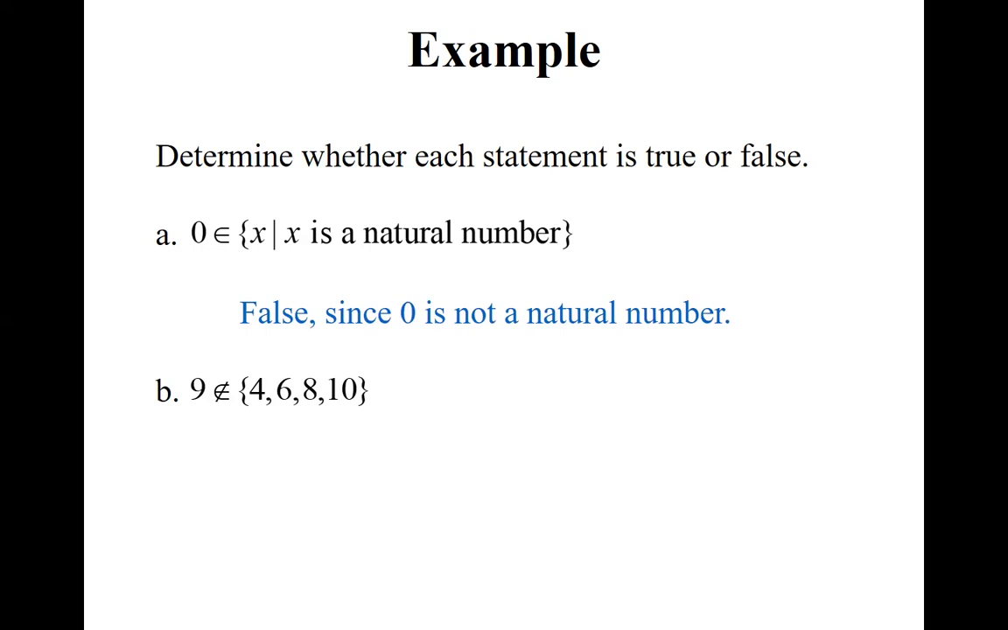You may have seen it flash on the screen that 3 is not a natural number. Not only was that a typo, it made no sense as a statement because 3 is a natural number. 3, however, had nothing to do with the problem. The problem was about 0. 0 is not a natural number, so 0 is not an element of that set. That is false.